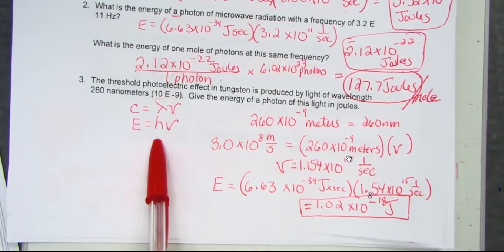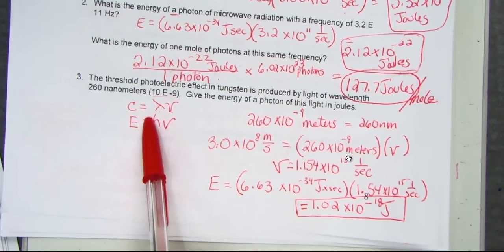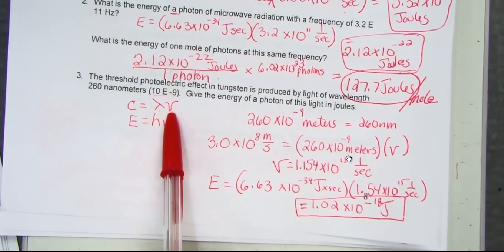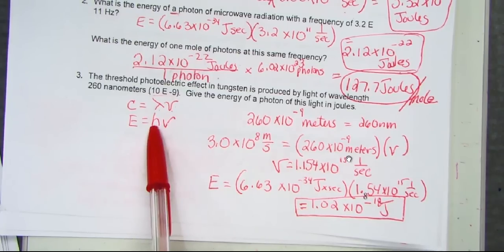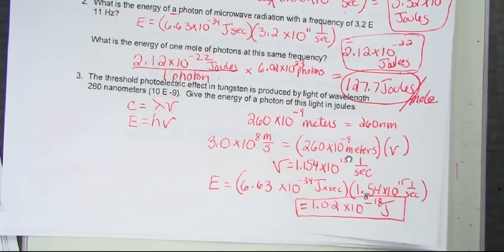Problem 3, we had a two-step problem. We were given a wavelength, but we can use our speed of light constant to change the wavelength into the frequency. Once we have the frequency, we use Planck's constant to find the joules of energy for that particular tungsten photon.